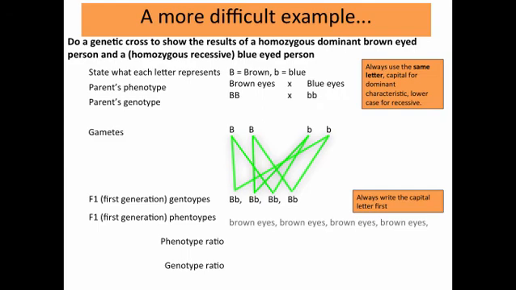So, the phenotypes are brown eyes, brown eyes, brown eyes, brown eyes. And the phenotype ratio is obviously 1, and the genotype ratio is also 1. So you notice that in this situation, if these people were to have babies, 100% of the babies would have brown eyes.